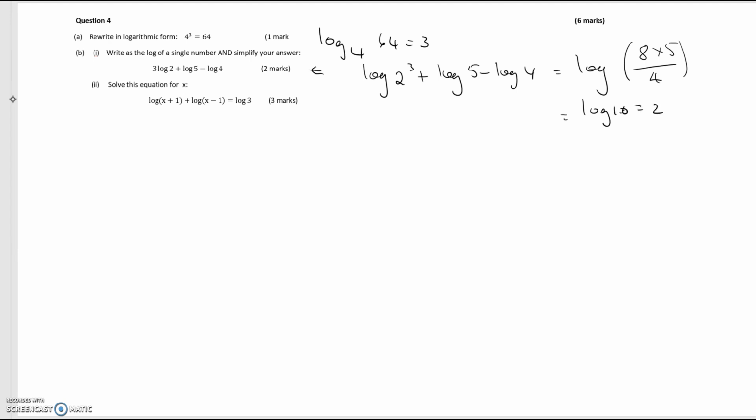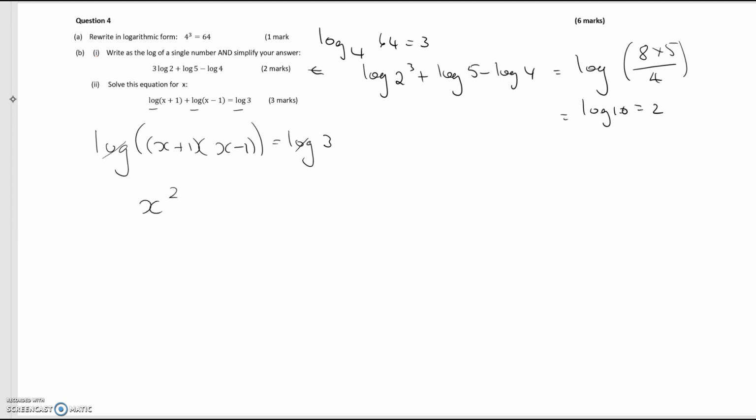The last question in this bit is log, log, log. So we can actually use the rules of logs first. Then we can ditch the logs. We're effectively cancelling them out. We're raising each side to the power of 10 and we're done.